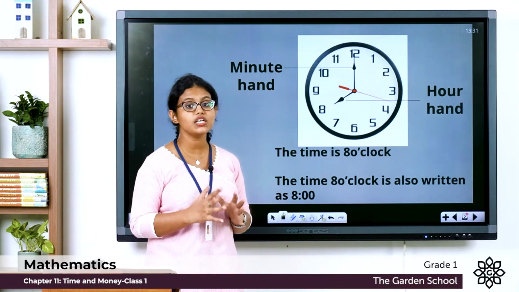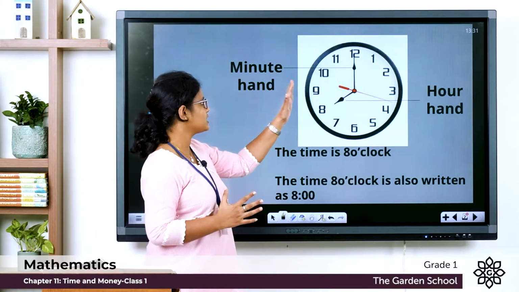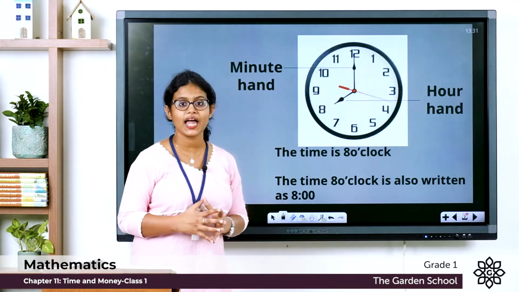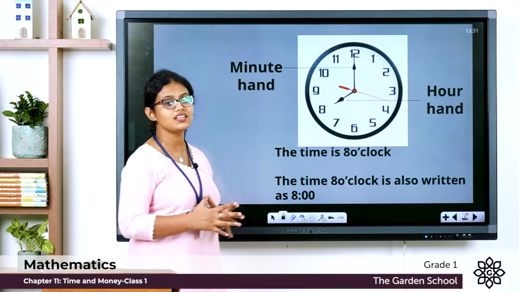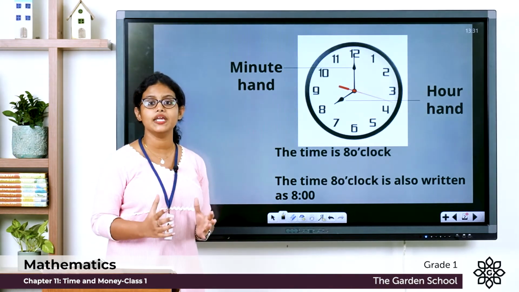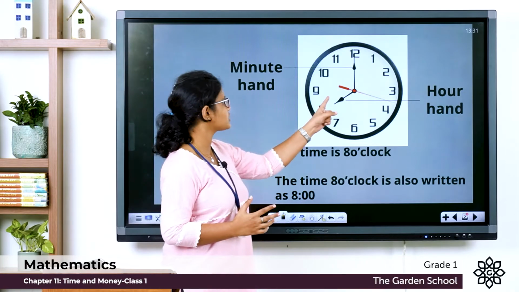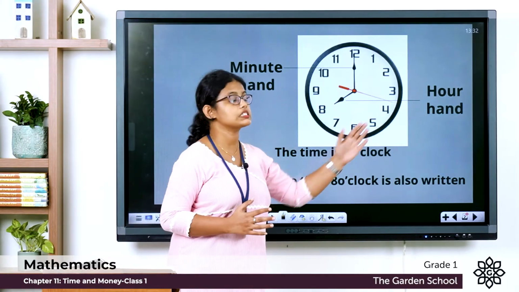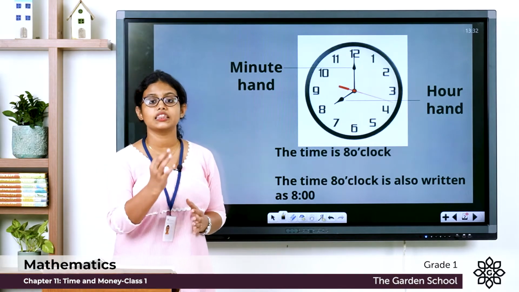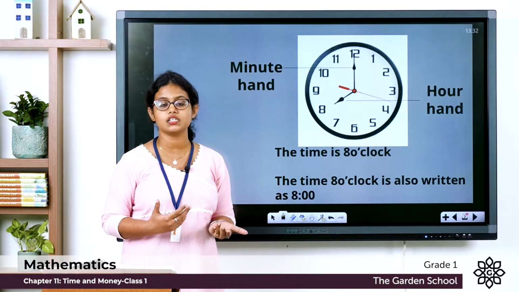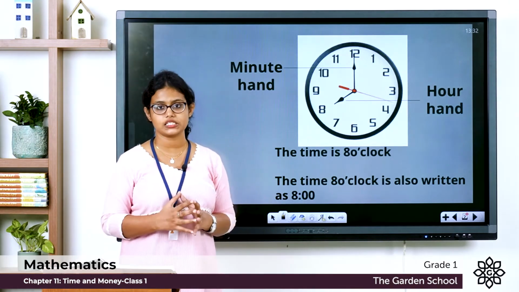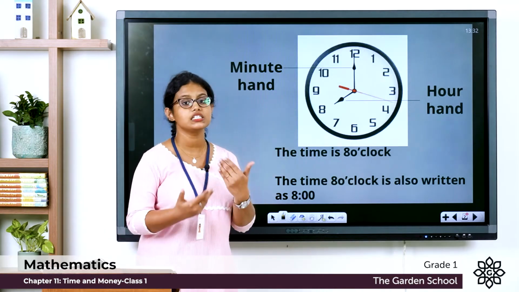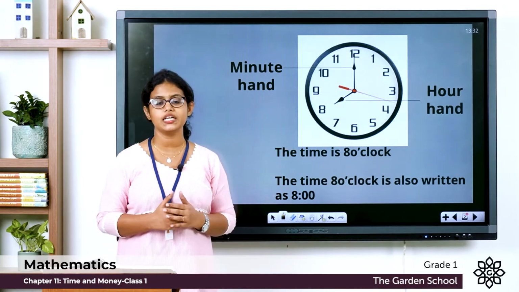If you closely observe this picture, can you see this long hand? This long hand, we call it the minute hand. And can you see this short hand? This short hand is the hour hand. And this hour hand tells us what hour it is.